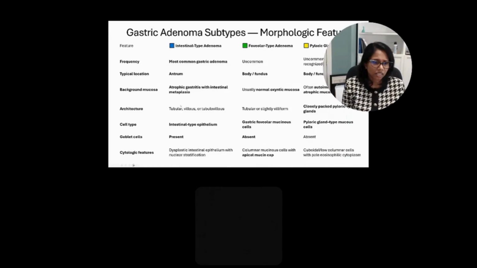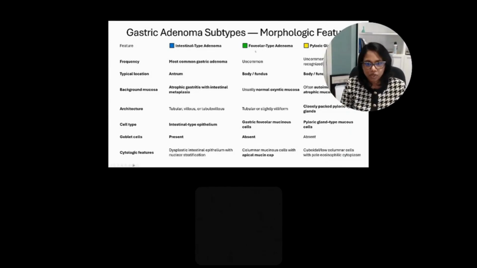Its architecture could be tubular, villous or tubulovillous, and it may look exactly like your colonic adenoma. And it's usually intestinal type epithelium, and of course it has goblet cells because of the intestinal metaplasia. And the dysplasia can vary, and all three polyps can show a spectrum of morphological dysplasia, ranging from low grade to high grade, of course.